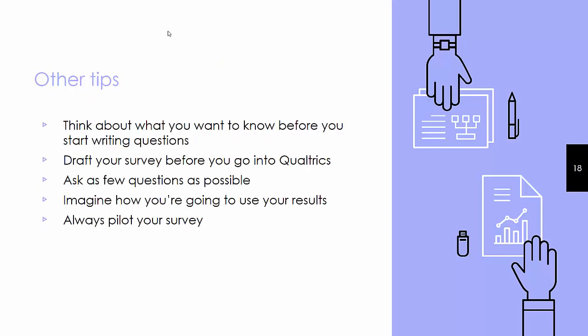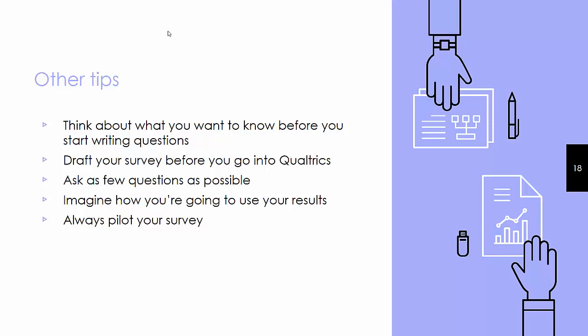Last few tips. Think about what you want to know before you start writing questions. If you have the goal in mind of exactly what you want to study, at least an overarching research question, you can develop your survey questions from that. I suggest that you draft your survey before you go into Qualtrics. At least have an idea of how many questions you want and in what way you want to ask them. Do you want to ask a multiple choice? Do you want to ask a multiple selection? Do you want open fields? So think about that.